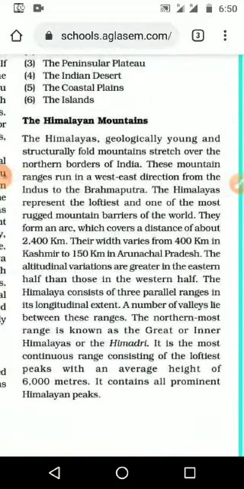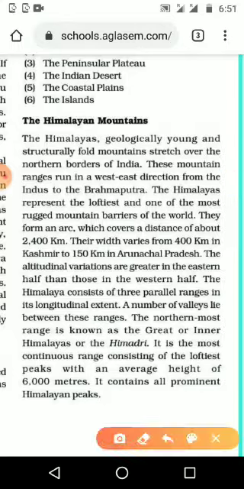Okay. First point, it is the first thing we are going to see: Himalaya, geologically young and structurally fold, stretch over the northern border of India. We can say it is young as well as folded mountains. The speciality of Himalaya is that it is young as well as folded mountains, and these mountain ranges run in the west-east direction from the Indus to Brahmaputra.